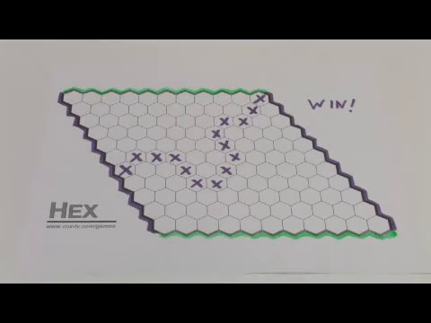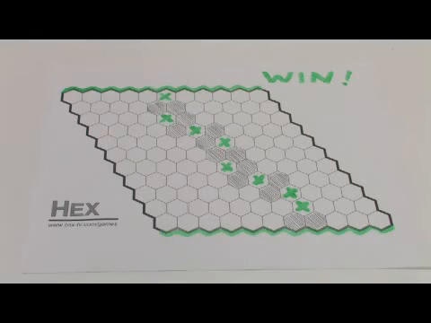Here, for instance, is a win for purple. The purple X's make a complete chain, a path of touching hexagonal cells from one edge of the board to the opposite. A strategy in two-player Hex can be either fairly simple or complicated.